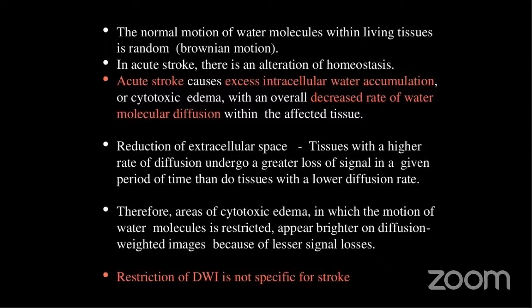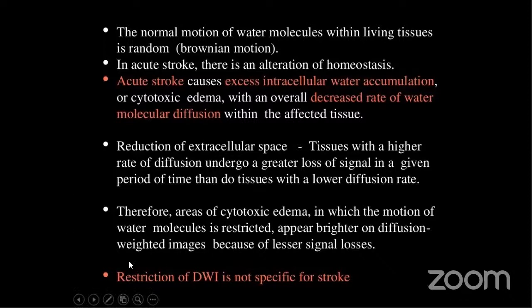The normal motion of water molecules within living tissues is very random. This is the basis of diffusion weighted imaging. I told you they are Brownian movements, very random movements. In acute stroke, there is alteration of this homeostasis, which causes excess intracellular water accumulation. Cytotoxic edema will be there, and then there is a decreased rate of water diffusion.